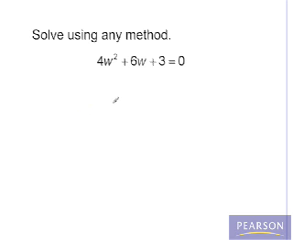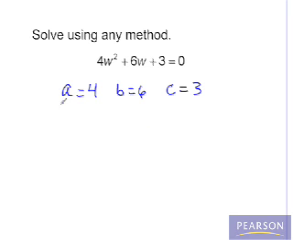Solve using any method. We have the quadratic equation 4w squared plus 6w plus 3 equals 0. And we're going to go ahead and use the quadratic formula to solve this quadratic equation. I have it set equal to 0, so our a value would be equal to positive 4, our b value equal to positive 6, and our c value equal to positive 3.